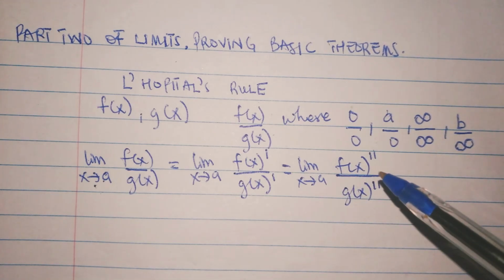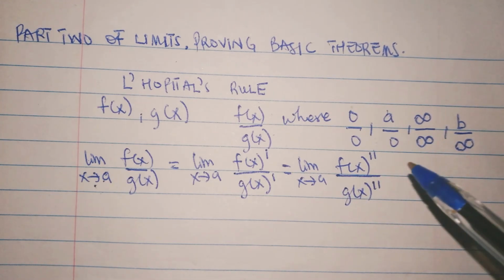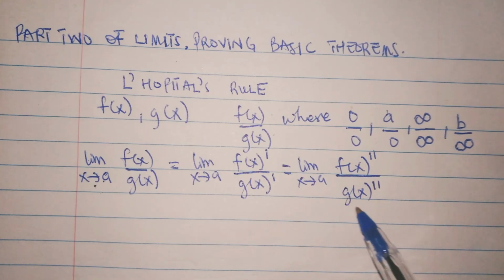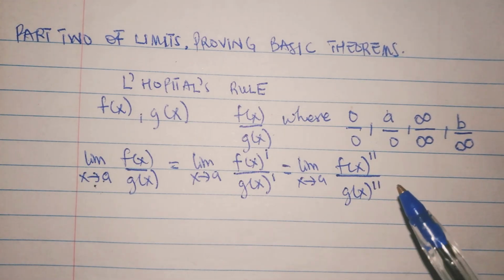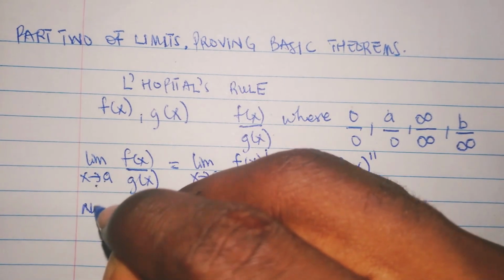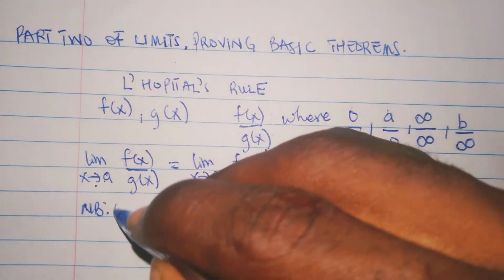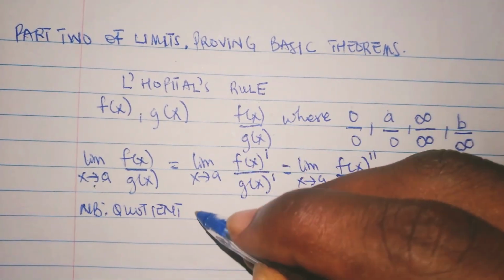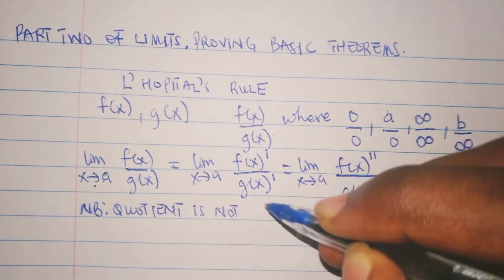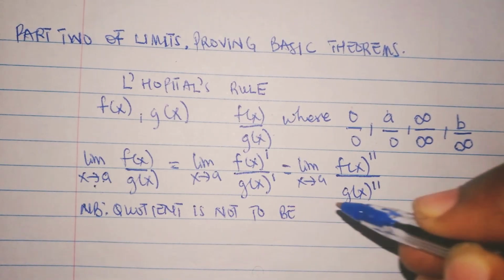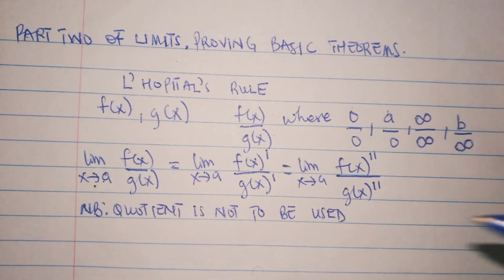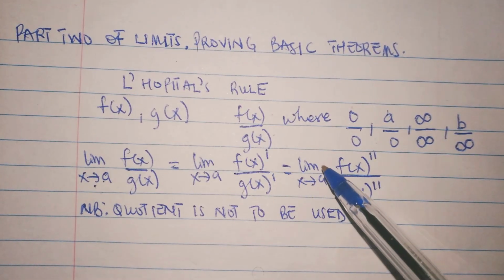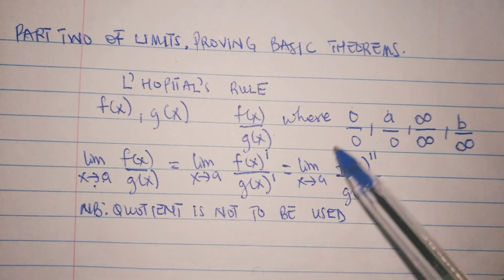Now, about the differentiation, this is very important. As you can see, you differentiate the functions separately. Note that the quotient rule is not to be used here. Why? Because we don't differentiate them as one function. We differentiate them as separate functions.